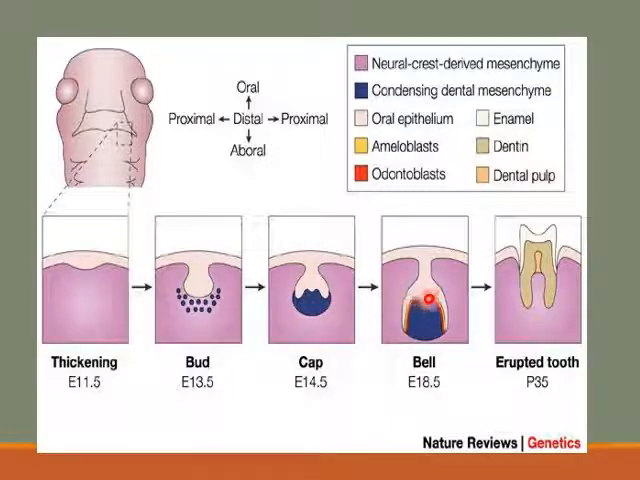This is the bell stage, when the enamel organ looks like a bell, and this is the dental papilla covered by the dental sac with the enamel organ, and this represents the dental lamina and oral epithelium. Erupted tooth: when the crown is complete and the root is formed, the tooth erupts inside the oral cavity and then functions.